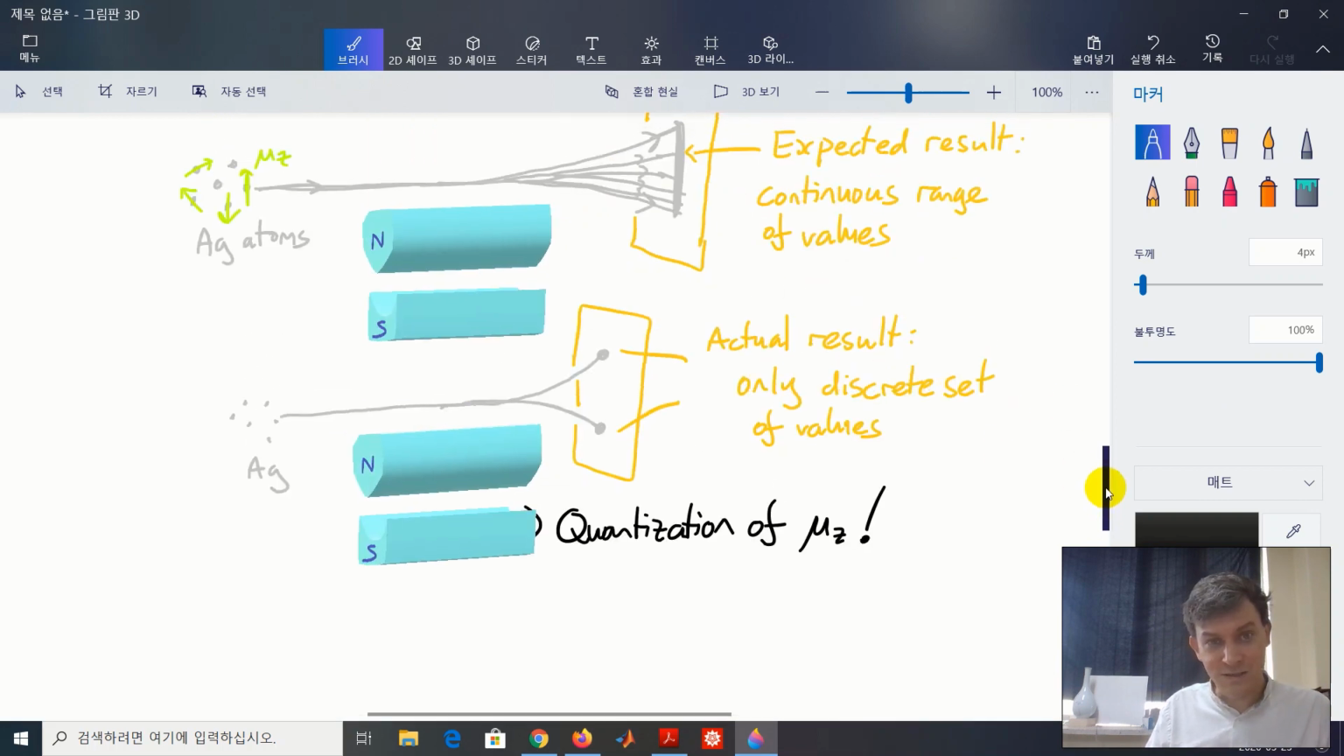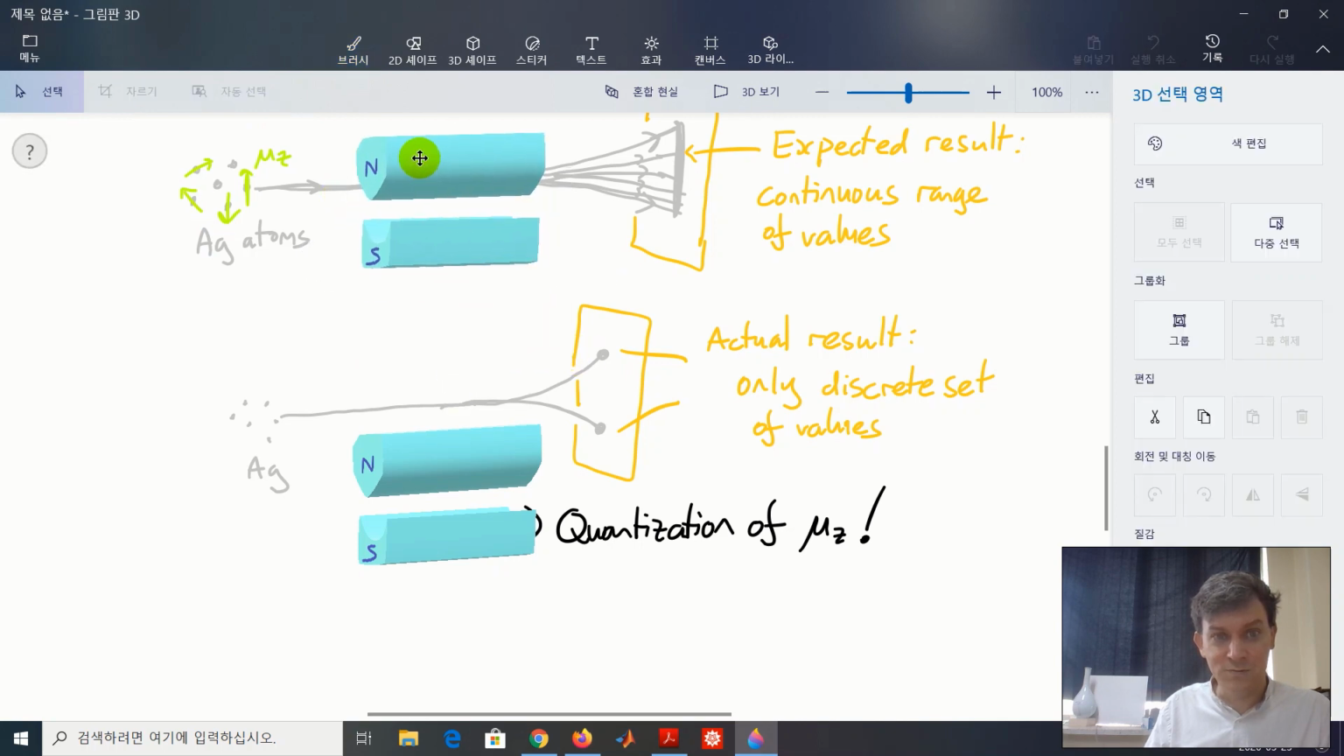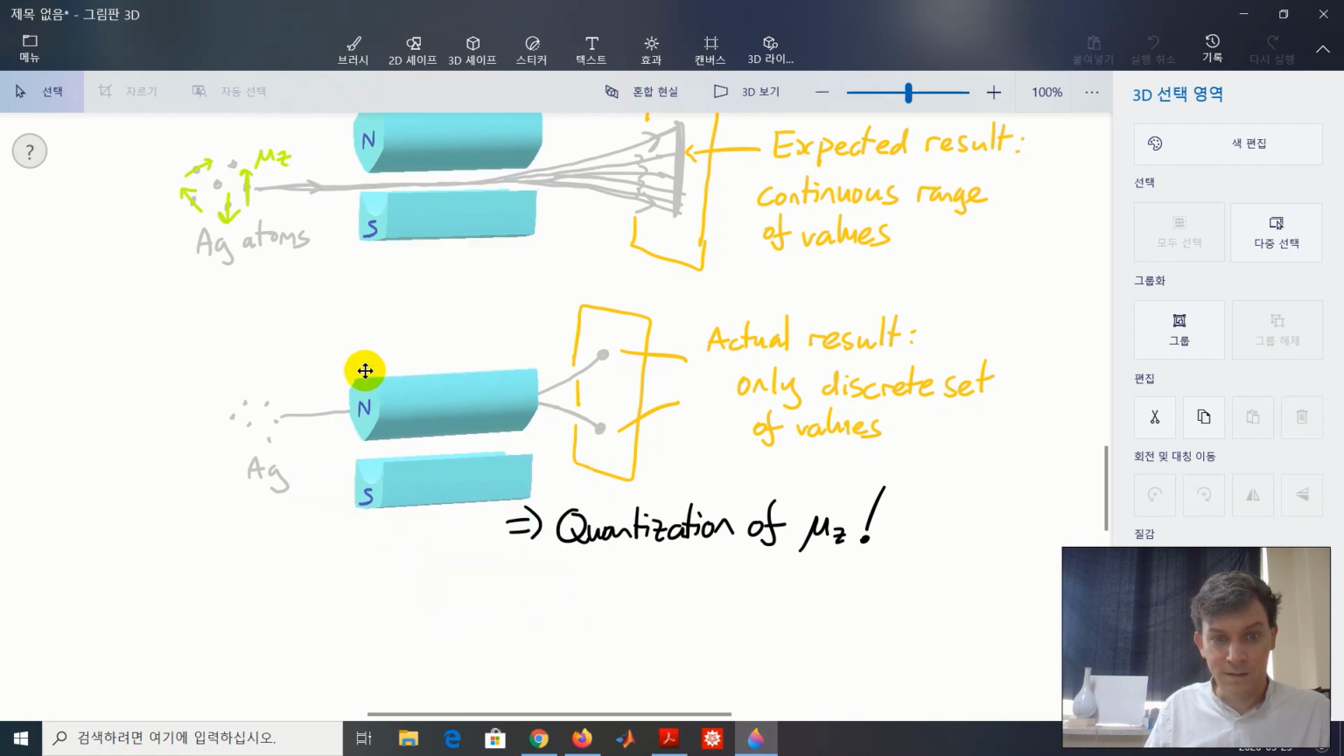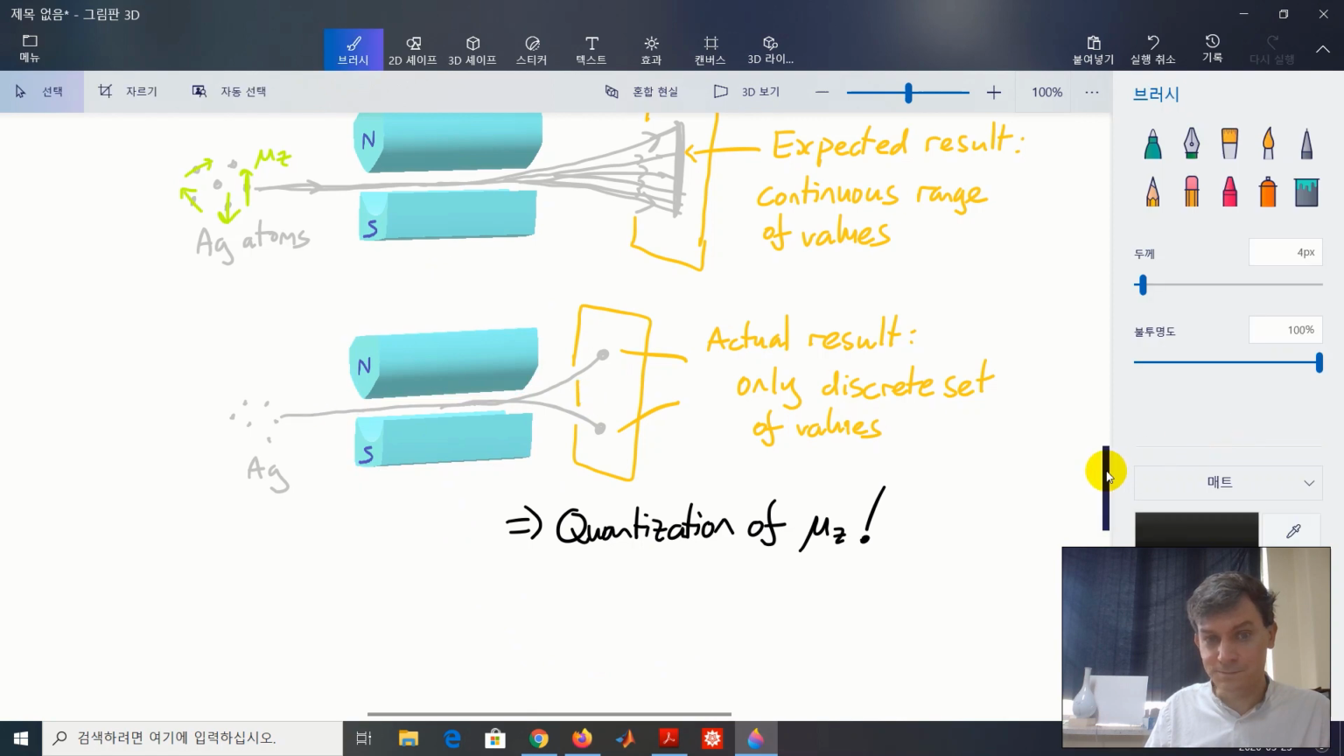That's very weird. These always shift when I change the canvas size. I don't know why that happens. There we go.